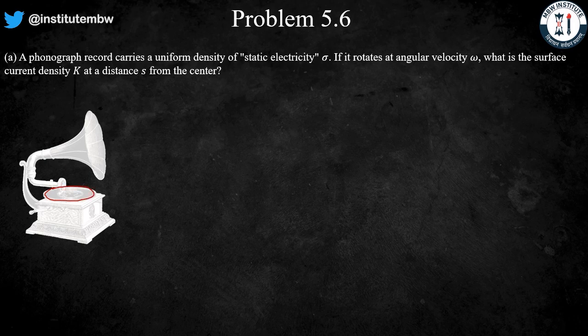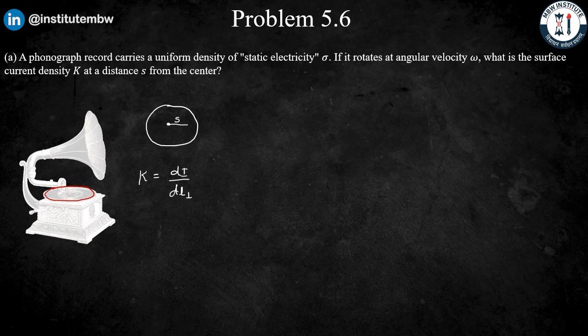So we have to find the current density if there is a sigma surface charge density and it is rotating with angular velocity omega. So let's make that disc like this, and we have to find the surface current density at a distance s from the center. So we know the basic definition of surface current density is K is equal to di upon dl perpendicular.